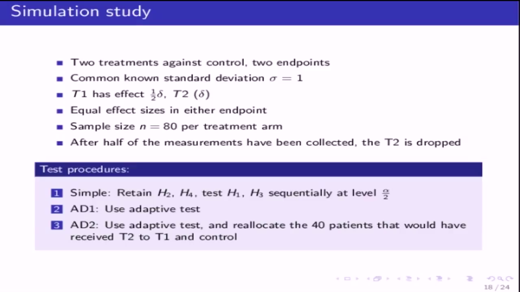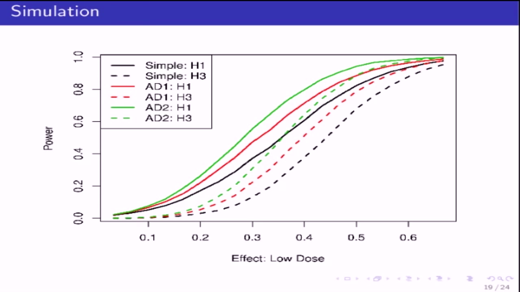The first is a simple one, which means we drop H2 and H4. However, we then can only test H1 and H3 at the originally foreseen level of alpha over 2. The second one is where we use the adaptive graph-based method we suggest, and the third option is also our adaptive test, and in addition we perform another adaptation. We say, okay, the 40 patients which were originally foreseen for the higher dose are now reallocated to the lower dose and the control group.